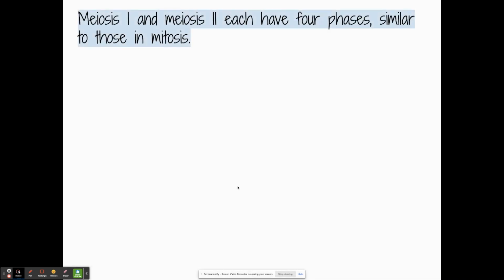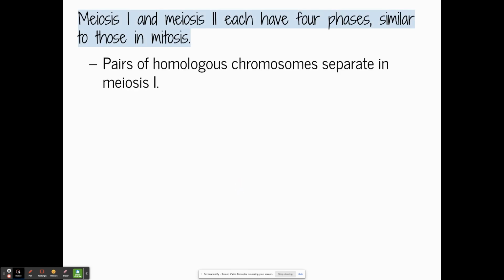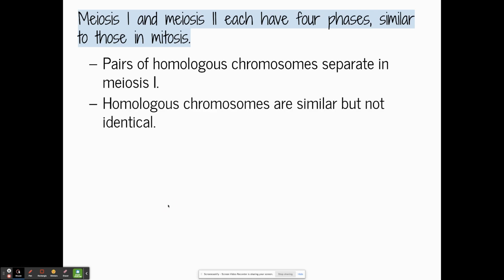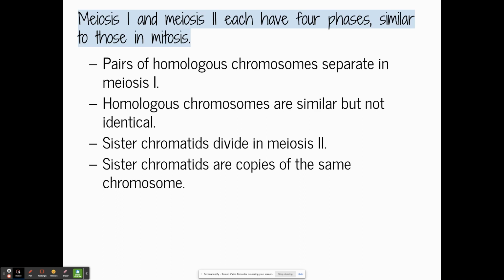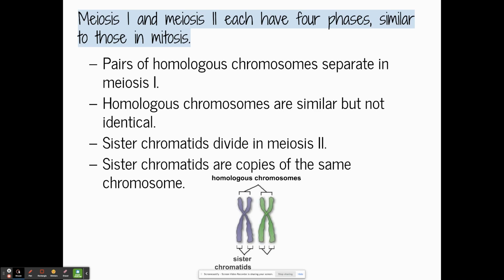Meiosis 1 and meiosis 2 each have four phases that are similar to those in mitosis. Pairs of homologous chromosomes separate in meiosis 1. Homologous chromosomes are similar, but they're not identical. As you recall in the last lecture, you get one pair of homologous chromosomes from each parent. At the end, the sister chromatids divide in meiosis 2. The sister chromatids are copies of the same chromosome.